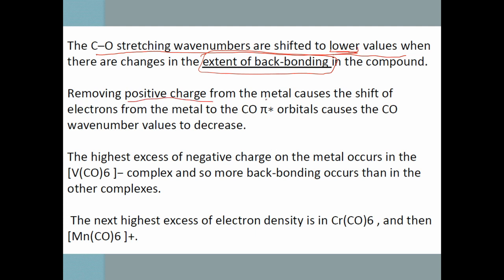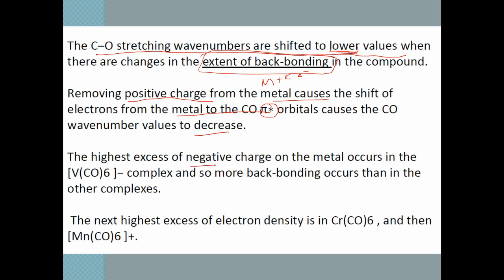Removing positive charge from the metal causes the shift of electrons from metal to the CO pi orbitals. That is, if you have a positive charge on the metal and you are compensating it by means of an electron from some source, maybe some ligands, there is a shift of electrons from the metal to the CO pi star orbitals, which are already there but at very low density, and that causes the CO wave numbers to decrease. In both cases, we see the decrease.